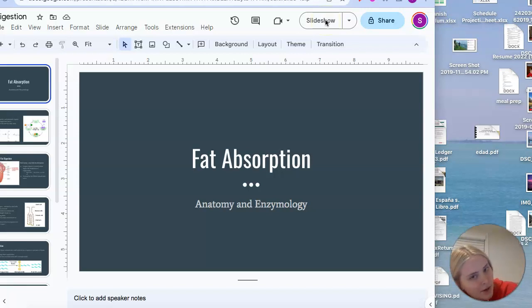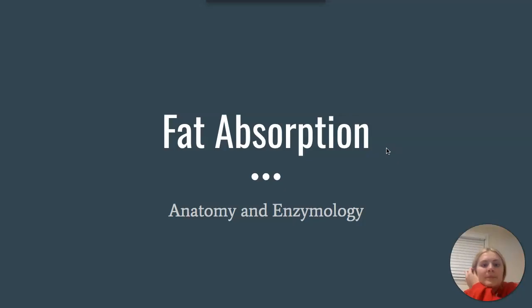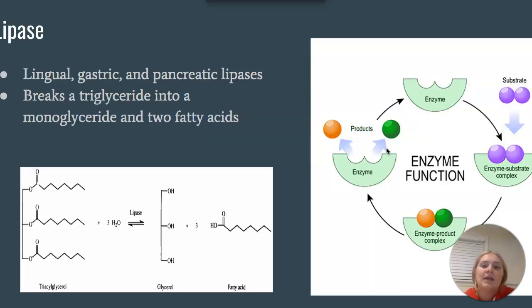and enzymology of fat absorption. Okay, so the main enzyme that's involved in this process is lipase, and there's three types in our bodies. There's lingual, gastric, and pancreatic lipases, which are secreted by those respective parts of the body. And its main action is to break a triglyceride into a monoglyceride and two fatty acids.